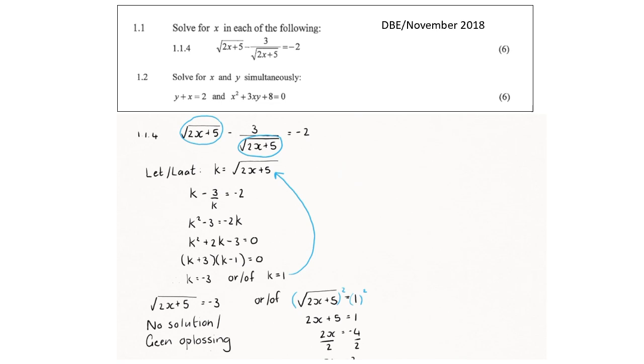Let's look at the mark allocation for this question. This question counted 6 marks. You get 1 mark for changing the equation to a quadratic equation. Then you get 1 mark for the correct factors, 1 mark for k equals -3 or k equals 1. Then you get 1 mark for no solution, 1 mark in the second equation for squaring both sides of the equation, and then 1 mark for x equals -2.